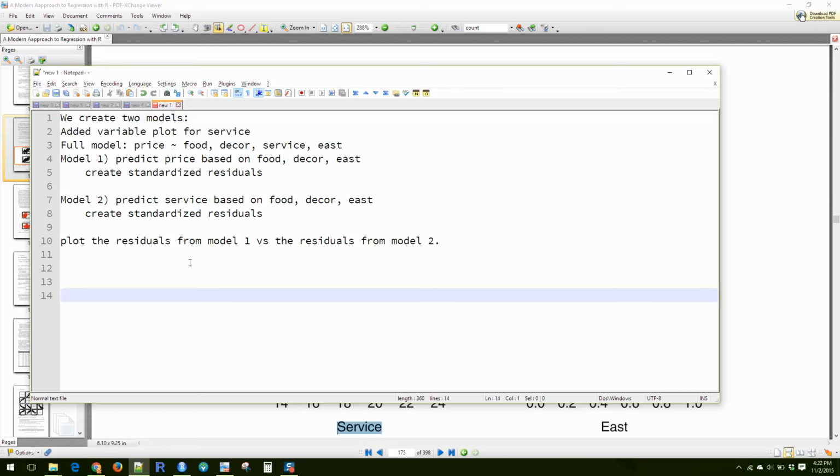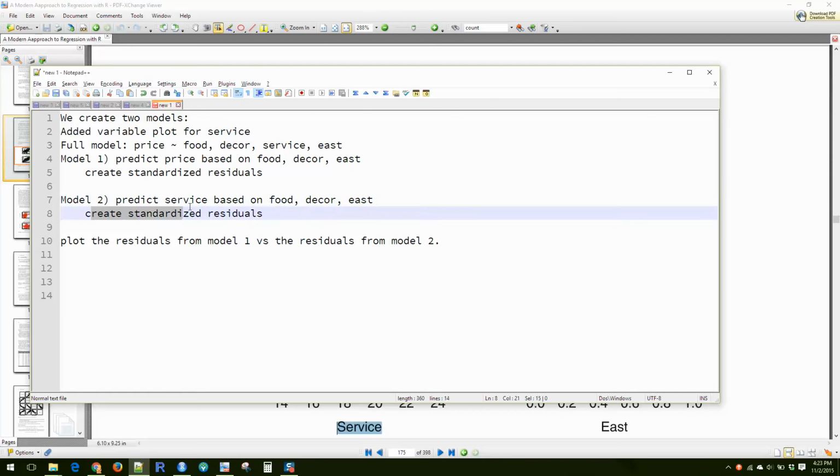So let's just think, what if I had two columns that were identical? What if service happened to be a linear combination of food, decor, and east, or service was just a decor number two, basically the values in service were exactly the same as decor? What would this model produce if service could be predicted based on food, decor, and east perfectly?